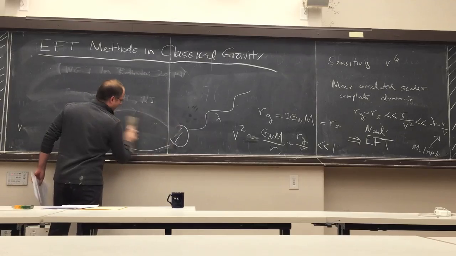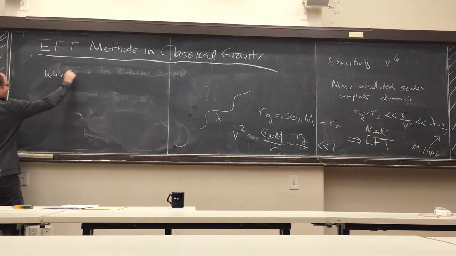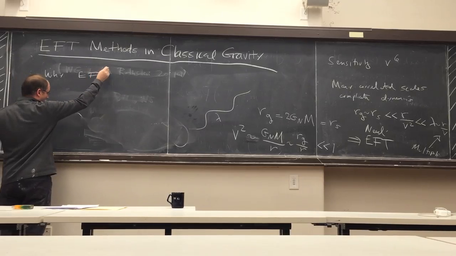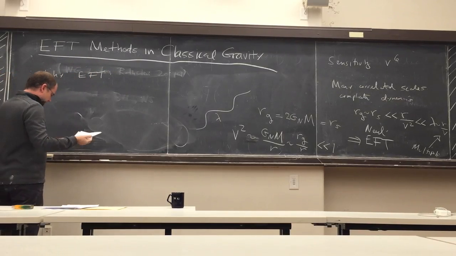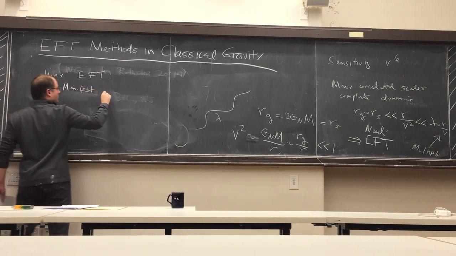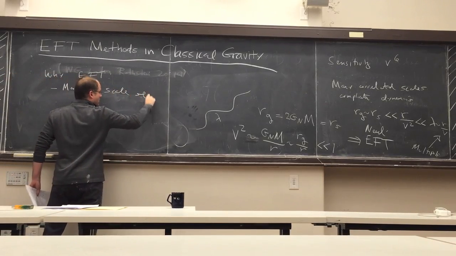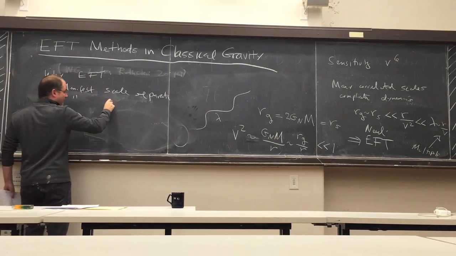So why treat this using effective field theory? Well, for the usual reasons that you construct any other effective field theory. First of all, there is explicit separation of scales. Manifest power counting in velocity.